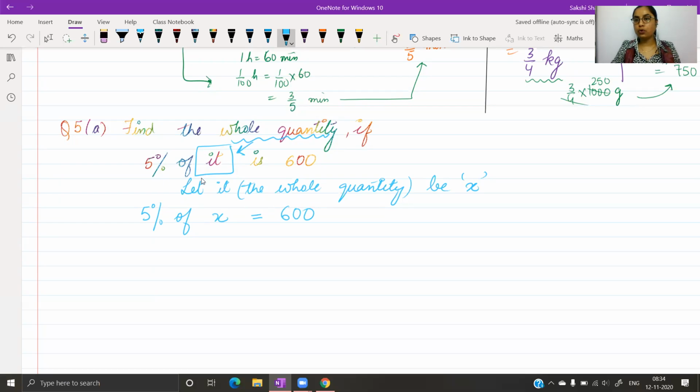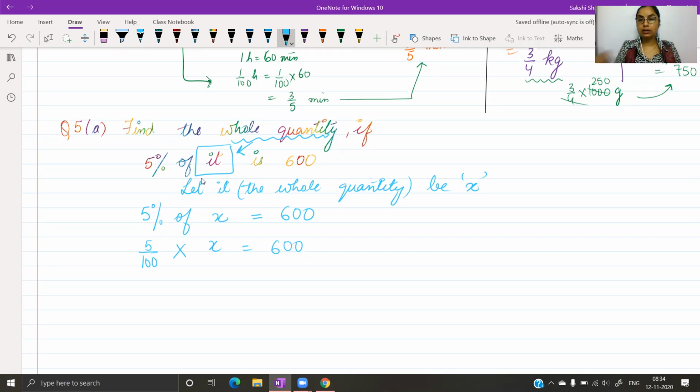Now this looks like an equation. As you can see, I hope you will know how to solve it. Convert your percentage into a fraction, of into multiplication, and then you solve. Let me know if this is clear, then you can start writing. If you have any question, please ask.